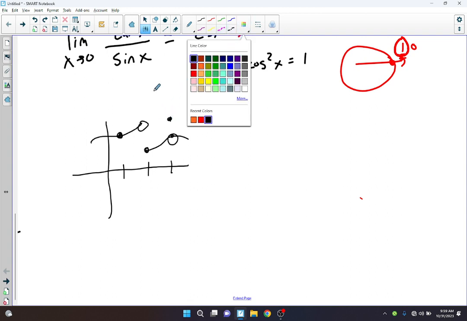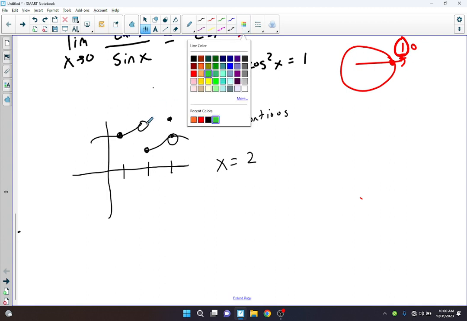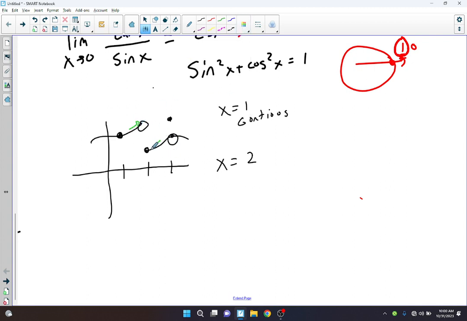So if I ask you about the continuity at x equals 1, in this case, it is continuous. There's no gaps and no issues, right? If I ask you what's wrong with x equals 2, or the continuity at x equals 2, in this case, the limit as it approaches from the left side and the limit as it approaches from the right side are not matching. So the limit as x approaches 2 from the positive side is not equal to the limit as x approaches 2 from the negative side. So it's discontinuous because of that.